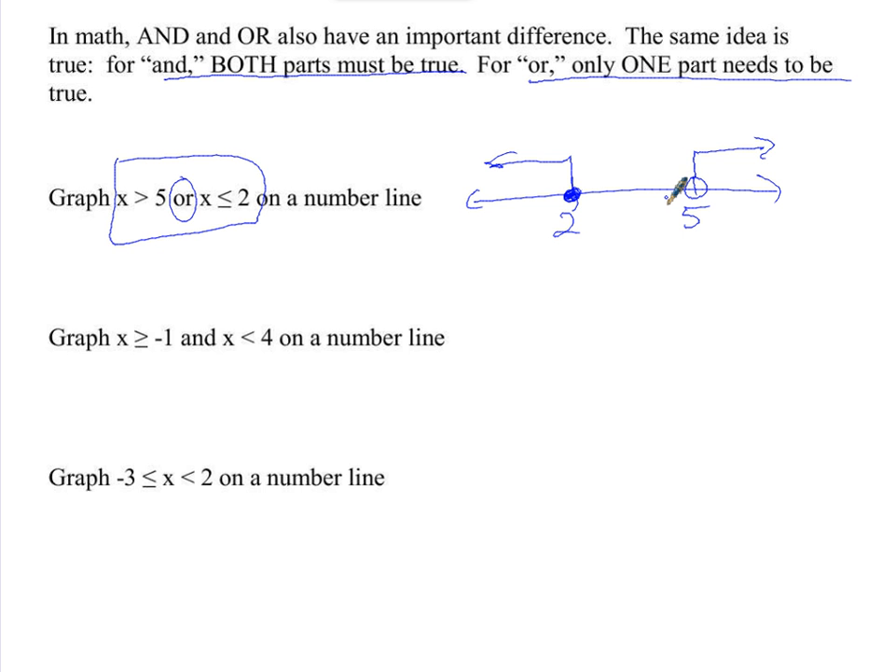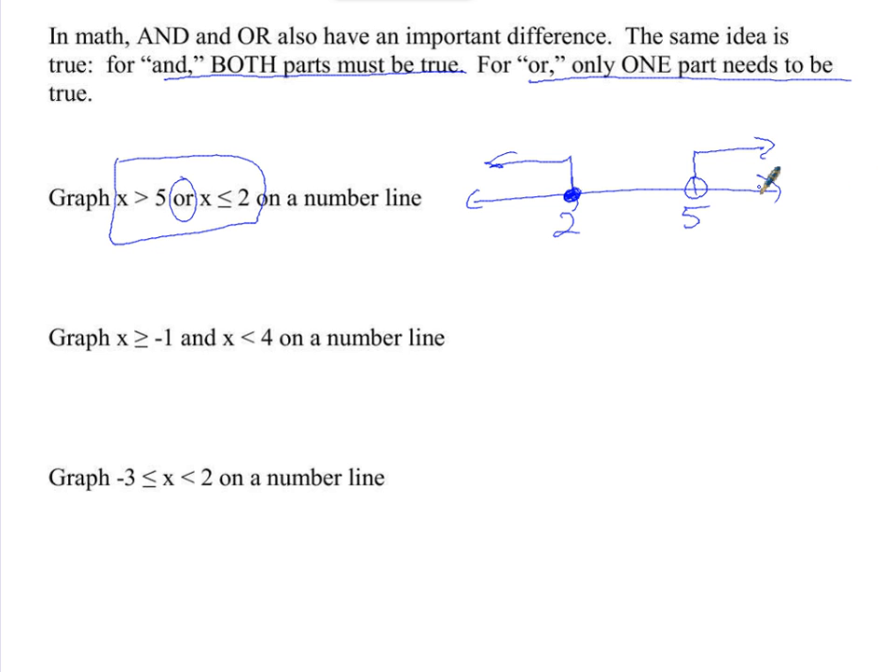How about 1? 1 would be in this region right here, right? So we did shade that. Is 1 greater than 5? No. Or is 1 less than or equal to 2? Yes. So because this part was true, even though this part was false, the statement is true. Okay? And that's the idea behind the or. And that's why we wind up graphing something that looks like this.